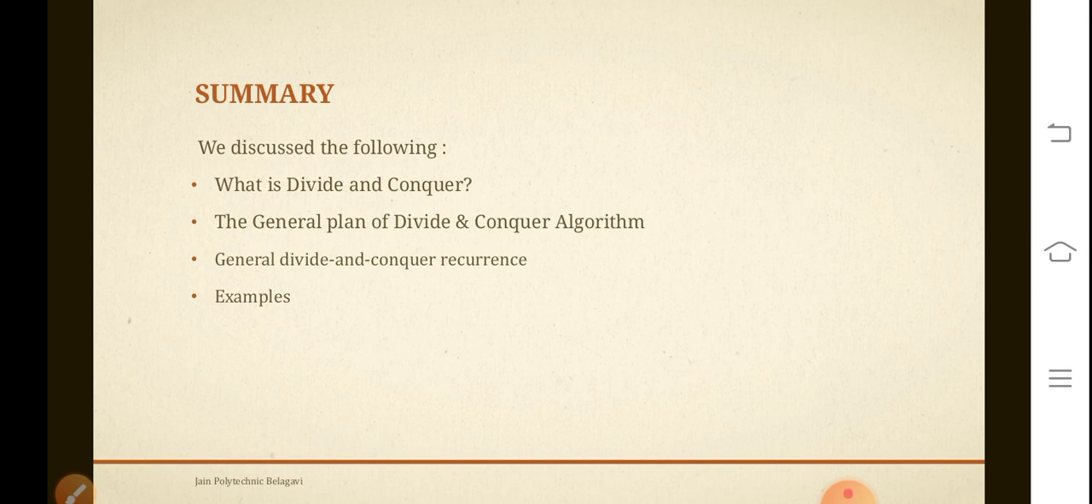Then let us summarize what we discussed so far. We discussed the following: what is divide and conquer, then the general plan of the divide and conquer algorithm, then the general divide and conquer recurrence, and finally examples.